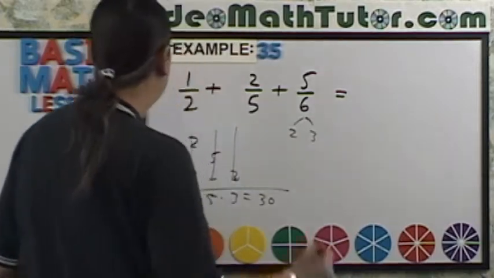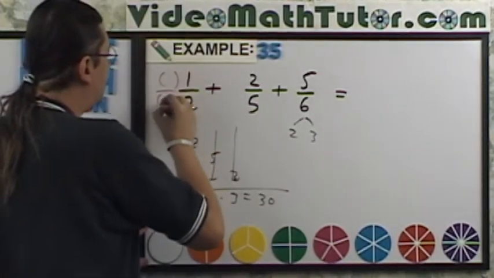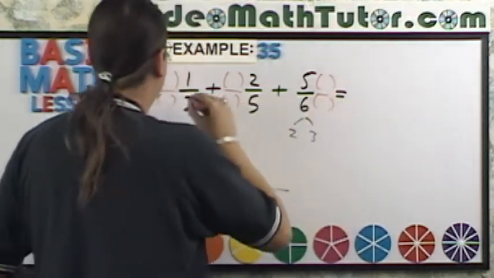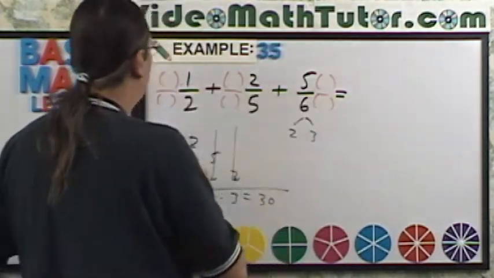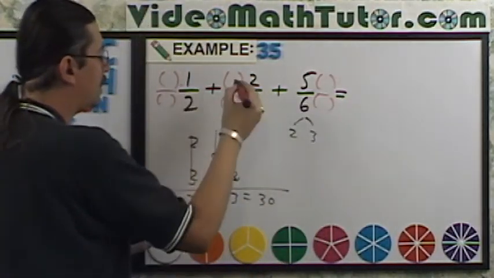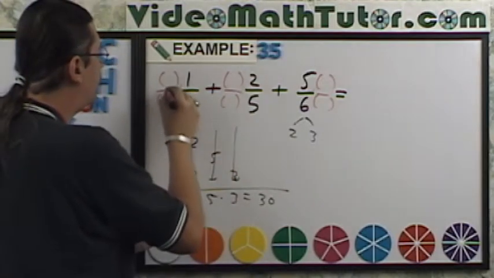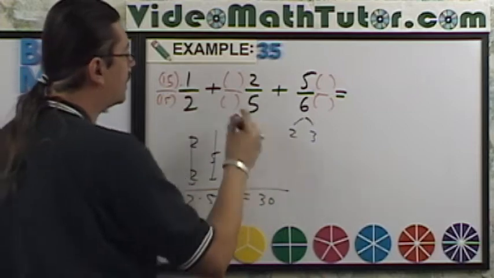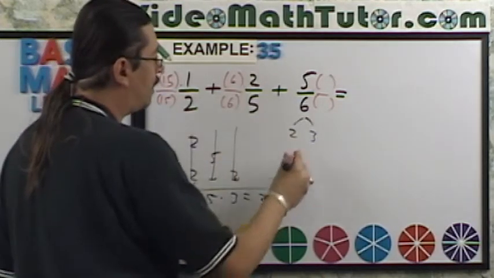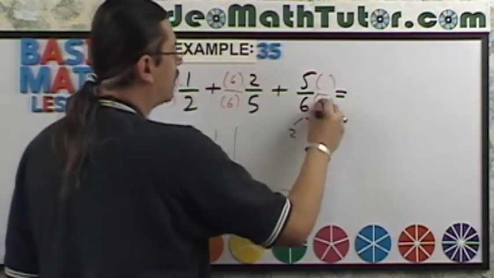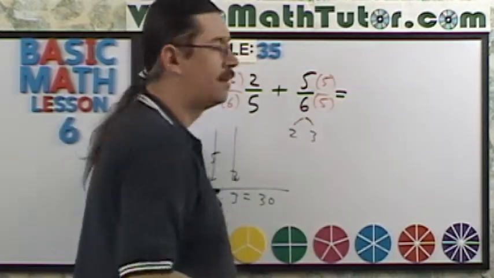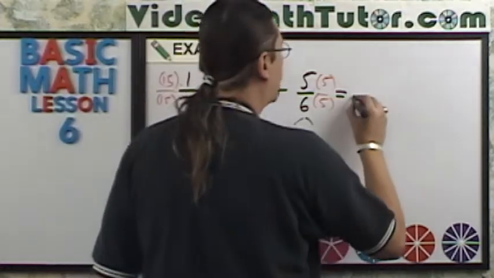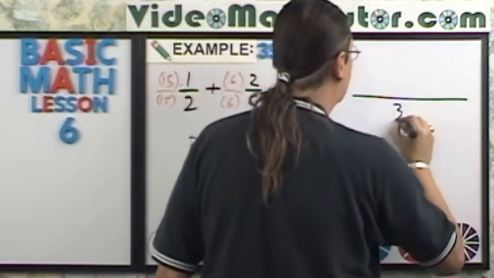Now we create our little parentheses like that. And we're going to go, what times 2 is 30? Oh, 15. What times 5 is 30? 6. And finally, what times 6 is 30? Well, no big guess there. It's 5. Now, the next thing is to create our common denominator right here.